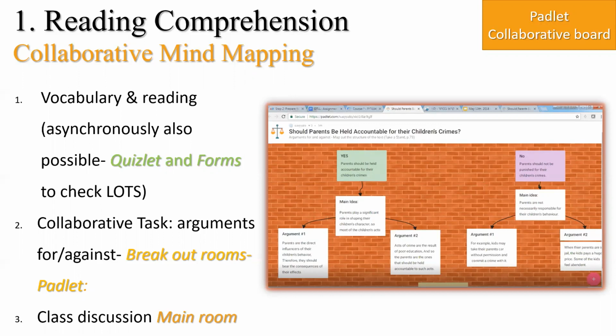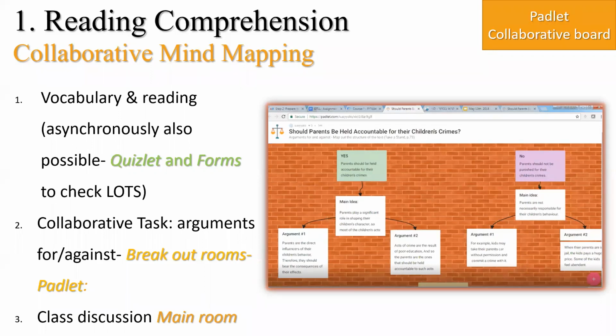Again, what's the goal? What do you want to do? Otherwise, they can read by themselves, and then you can work on the HOTS in class. They can learn the vocabulary by themselves with Quizlet, and you can also know which difficulties they have had regarding the lots through forms. Then when you meet in the synchronous session, what you can do is have them work in breakout rooms.